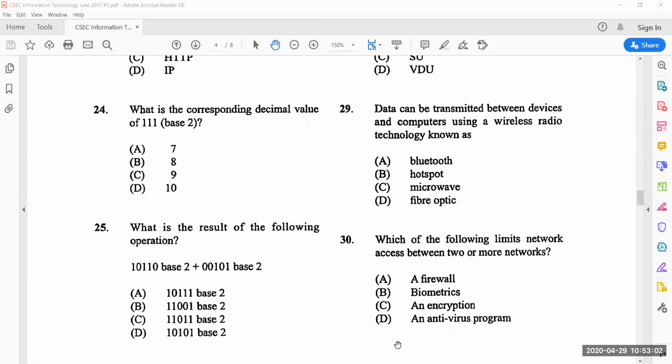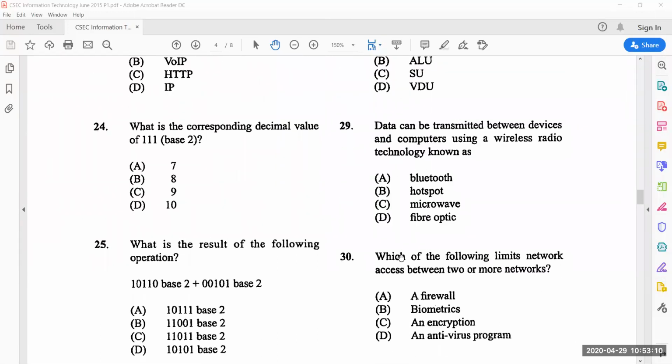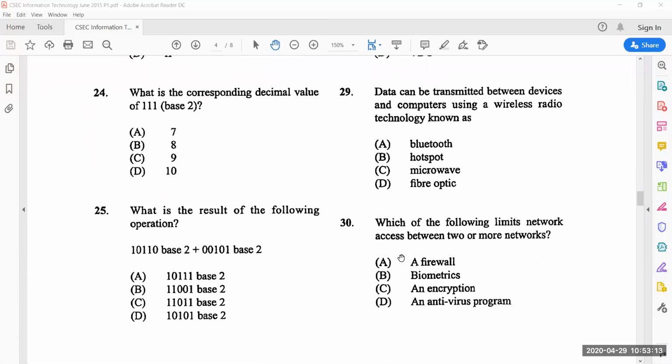29. Data can be transmitted. B. Yes, the B, the arithmetic and logic unit. Let's move on. 29, data can be transmitted between devices and computers using a wireless radio technology known as Bluetooth, because yeah, Bluetooth. Hotspot is more like the internet, I would say. Microwave is like a phone, and fiber optic is more for networking, cabling.